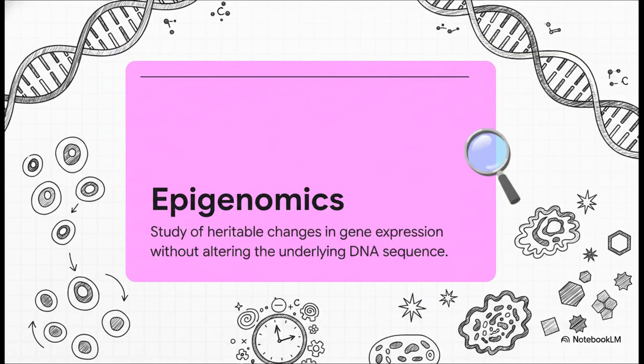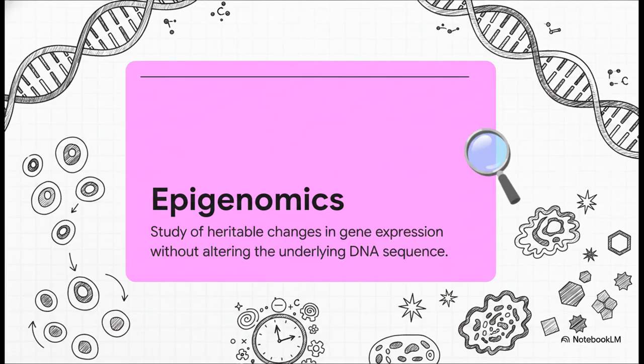So if genomics is the static code, think of epigenomics as the system of modifiers. Let's define it clearly. Epigenomics is the study of heritable changes in gene expression that happen without altering the underlying DNA sequence itself. The main mechanisms you need to know here are DNA methylation and histone modification. Clinically, profiling these cancer-specific epigenetic patterns is a total game changer. It lets us classify tumors, spot distinct cancer subtypes, and establish specific biomarkers for early disease detection.